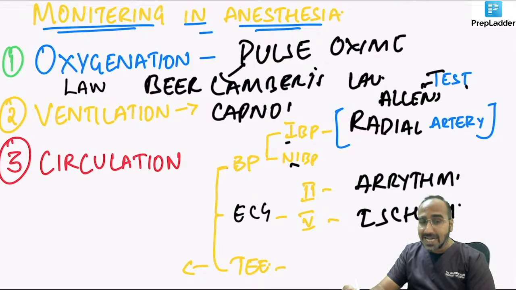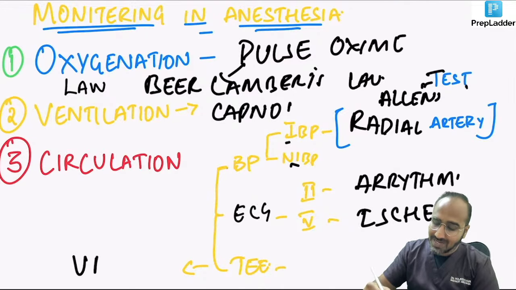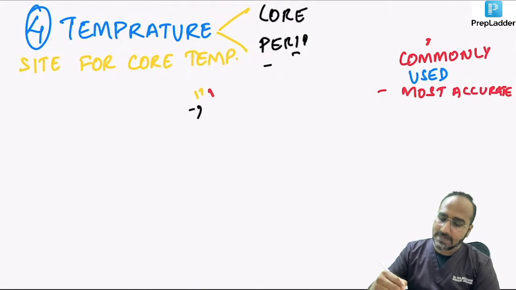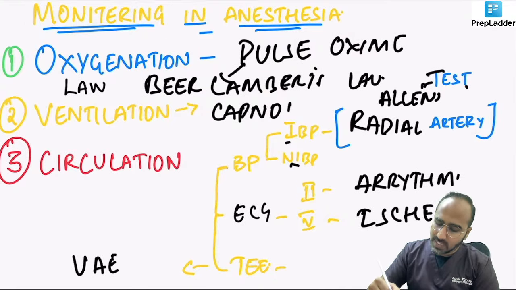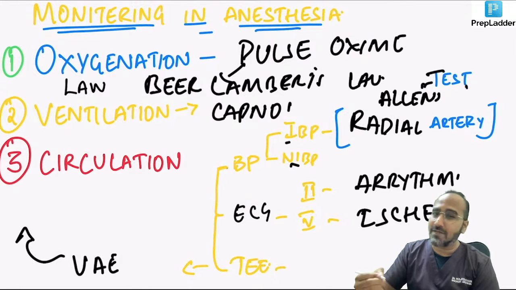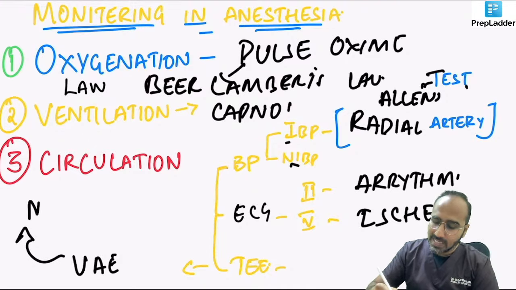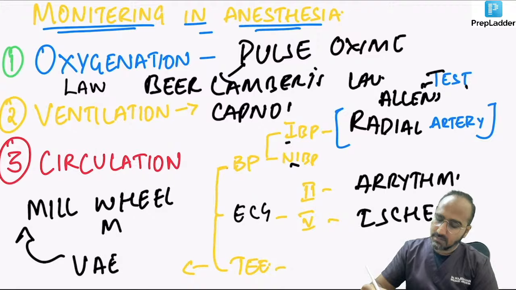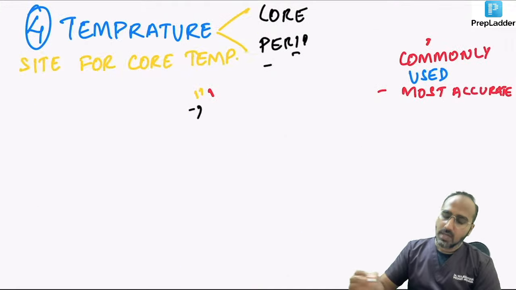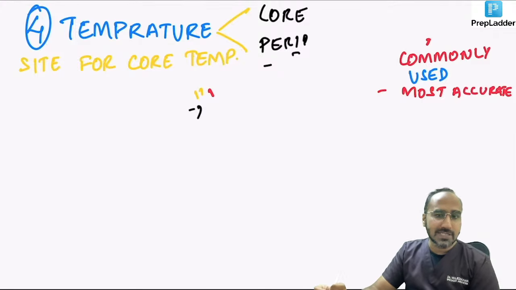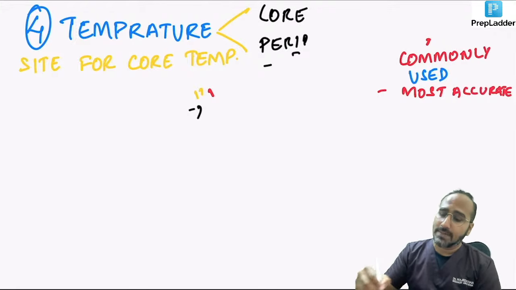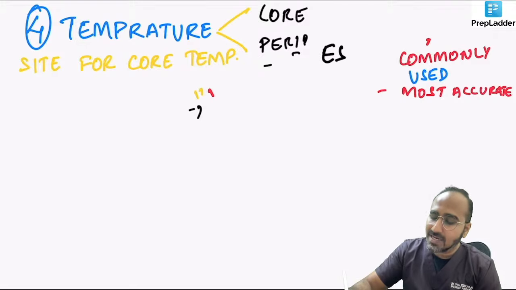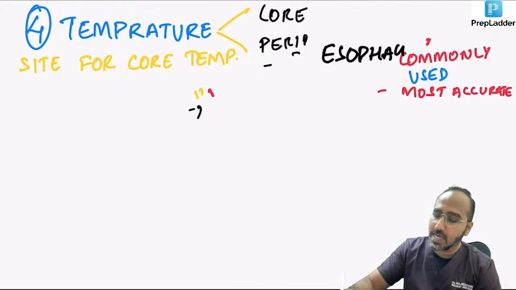There is one more monitoring in cardiovascular that is called TEE, transesophageal echocardiography, which is usually done for major cardiac surgeries, or if you are suspecting venous air embolism. Venous air embolism, guys, you know what is the murmur that you see? That is called mill-wheel murmur. Now, temperature also you monitor during anesthesia. Core temperature and peripheral temperature. The most common site for core temperature monitoring is the esophagus.